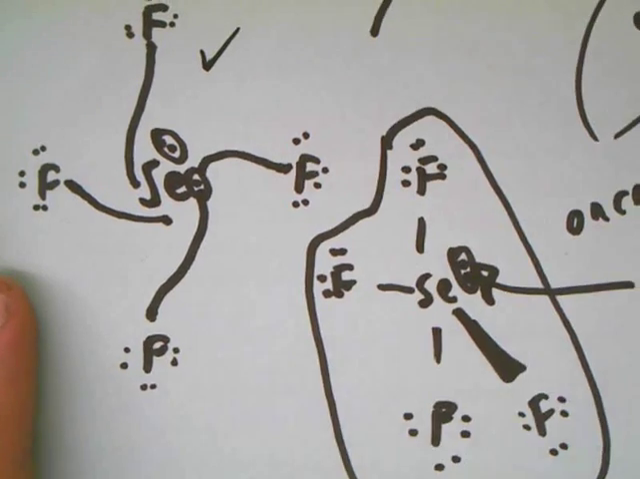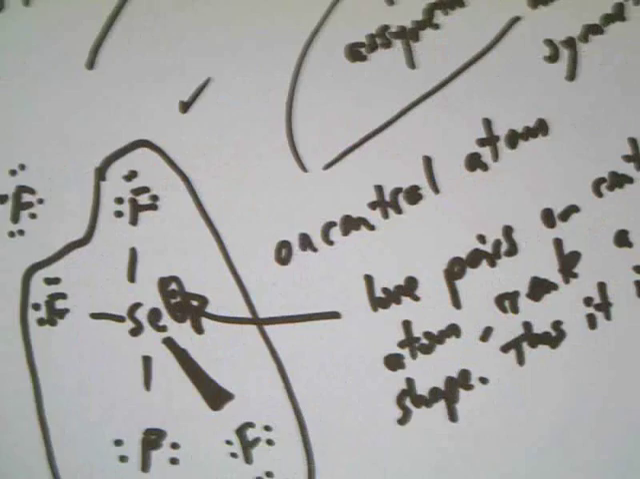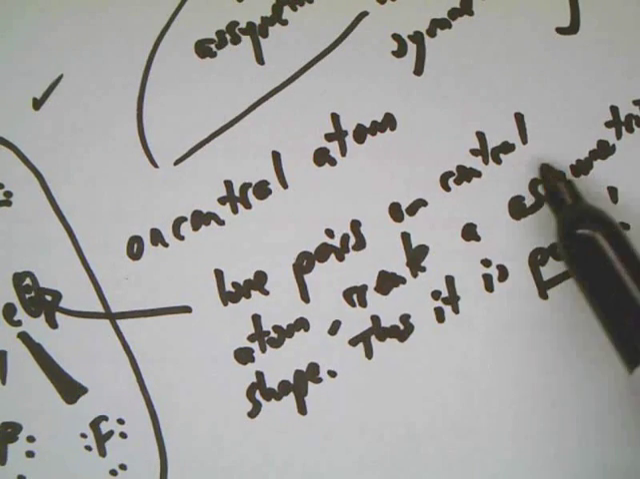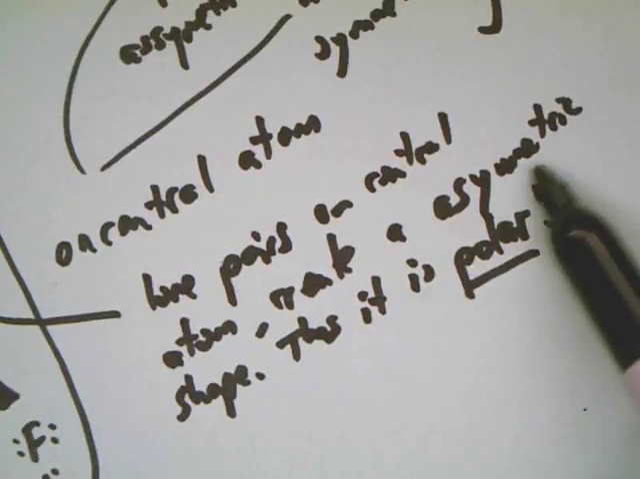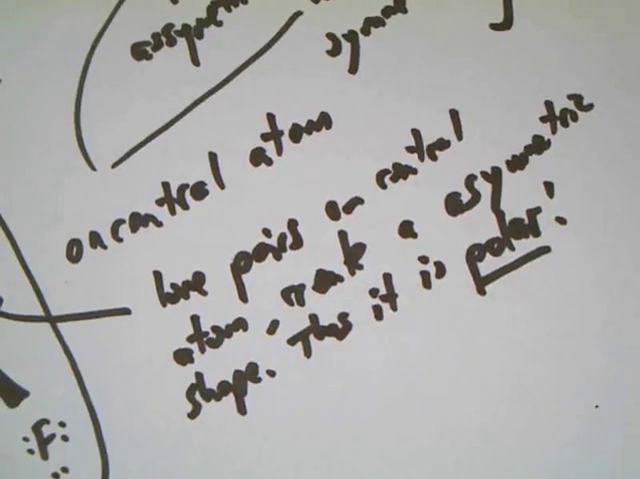So we did the Lewis structure out right here. We drew it according to the shape right here. That's on the bottom of page 65. And we noticed that on the central atom there are lone pairs of electrons. This creates an asymmetric shape, thus it is polar.